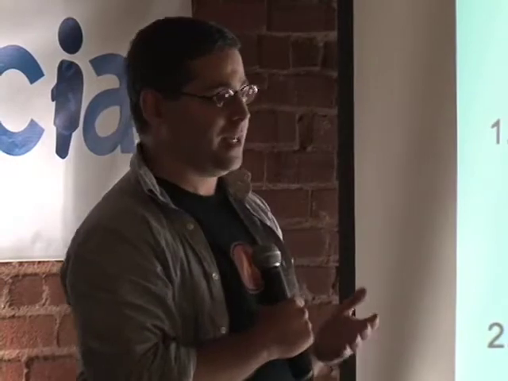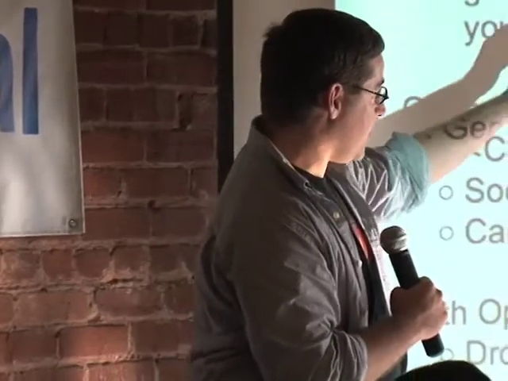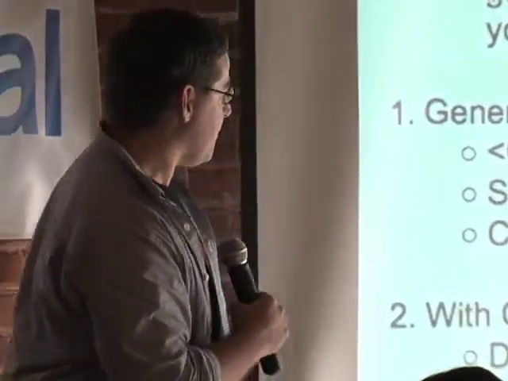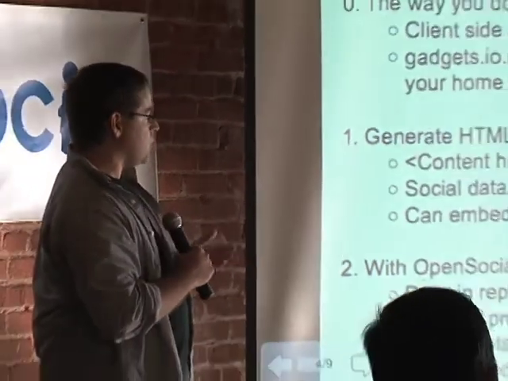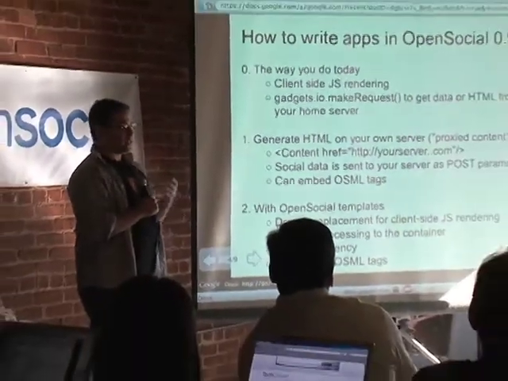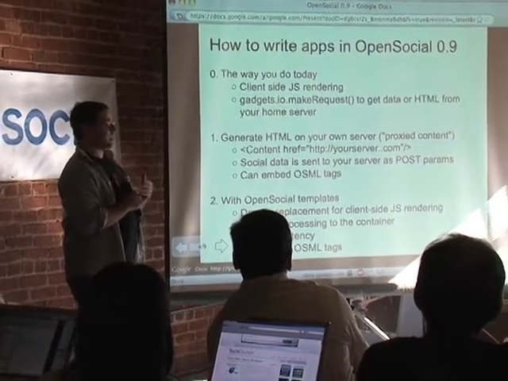First, you can generate HTML on your own server. We call this proxied content. I saw a little clapping there. So content href equals http://yourserver.com. The social data is sent to your server in POST parameters. So if you need access to a friends list, we'll send you the friends list. If you need access to activities, we'll send you the activities.